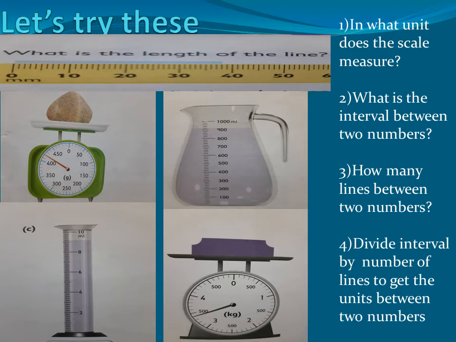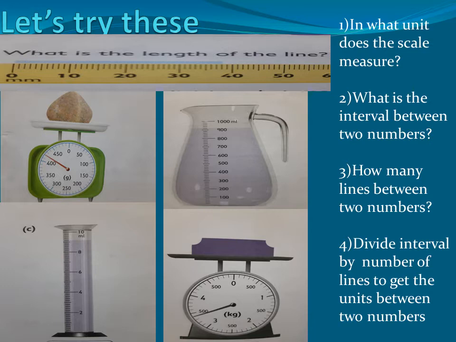The previous slide explained so much about how we read in between the scale, so I believe we'll be able to try this. I didn't put the answers because I want us to solve them together. Okay, now what is the length of the line? I hope you can see this. There is a light blue line on top of the ruler. I hope you can see it.